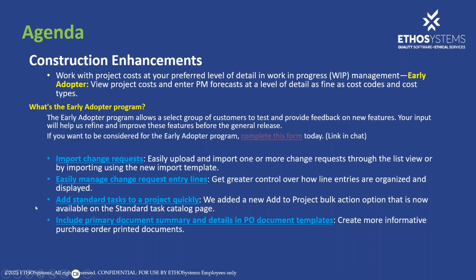Previously it was a 1-by-1 checkbox to add those to the project, but now there is a bulk action, and I'll show you how to do that. Then we also will dive into including the primary document summary and details in the PO document templates, okay?